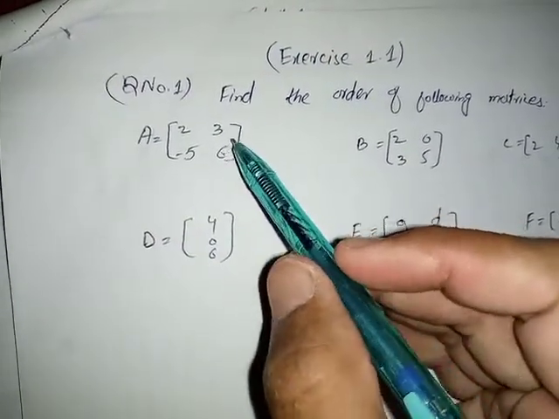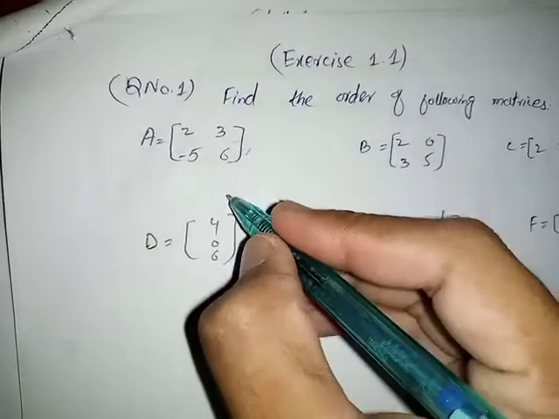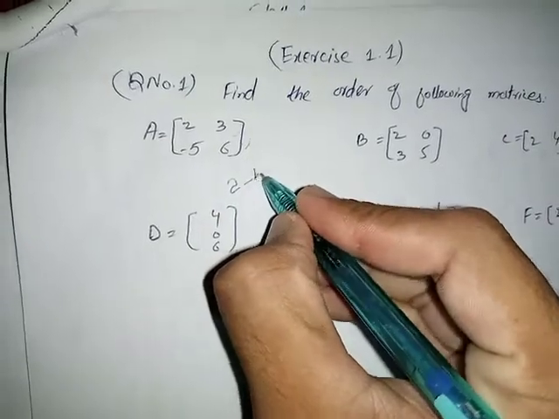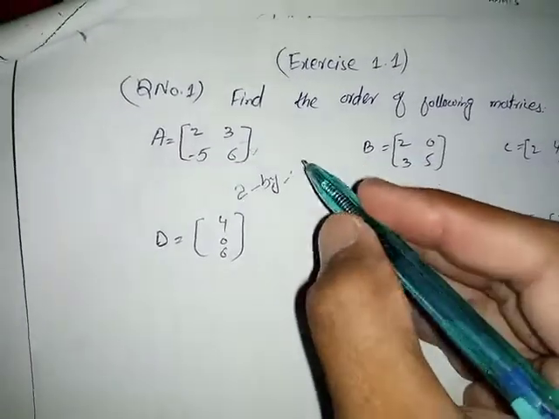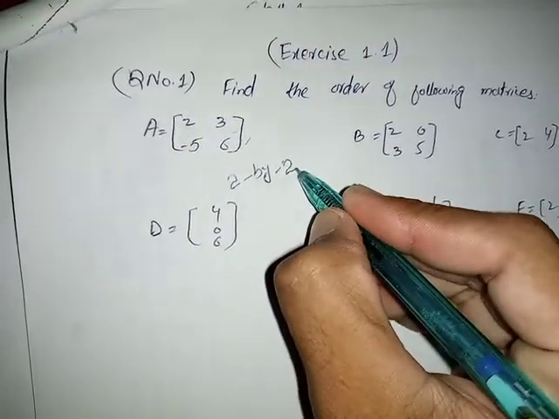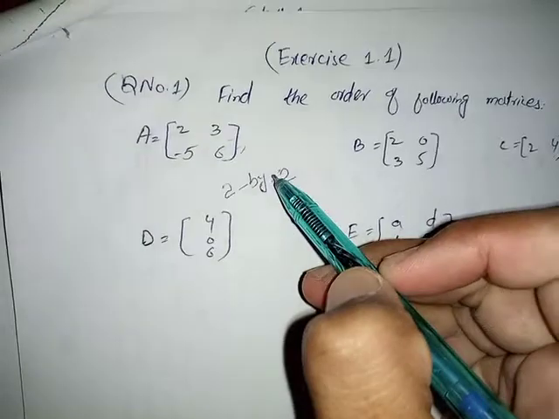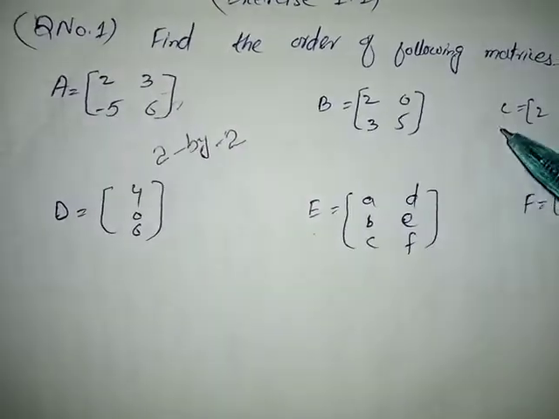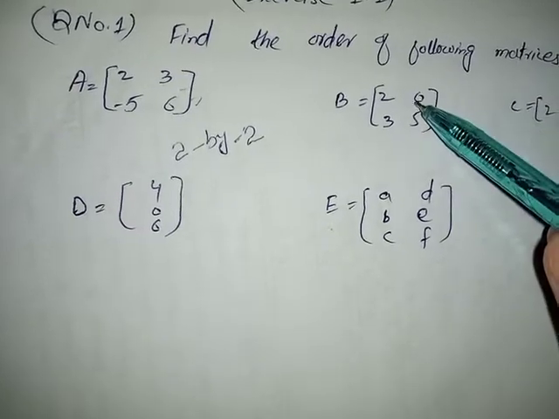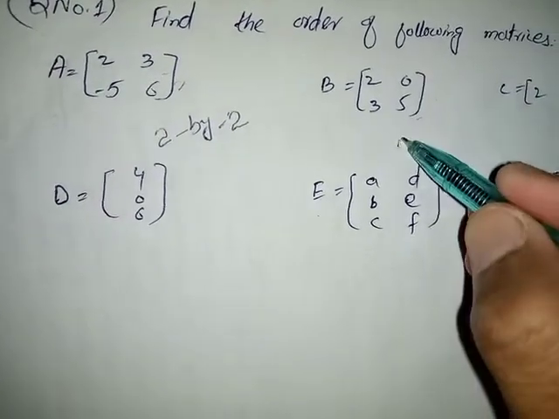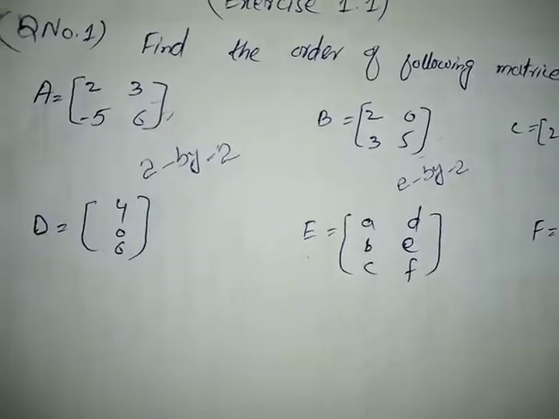We are saying here that there are two rows in the first matrix, so we write 2 by, and there are two columns in this matrix, so we write here 2 by 2. This is a matrix of order 2 by 2. Similarly, we can find the order of this matrix. Here we can also see that there are two rows and two columns, so we write 2 by 2. This is also a matrix of order 2 by 2.